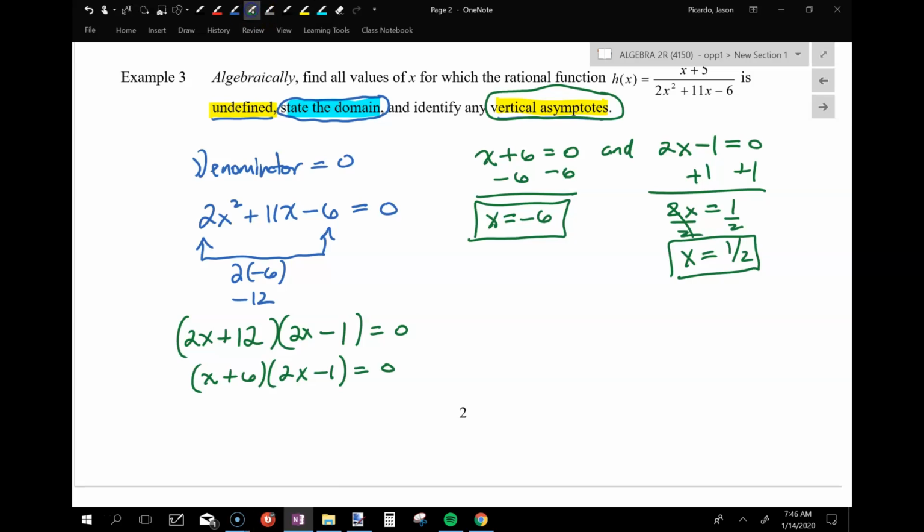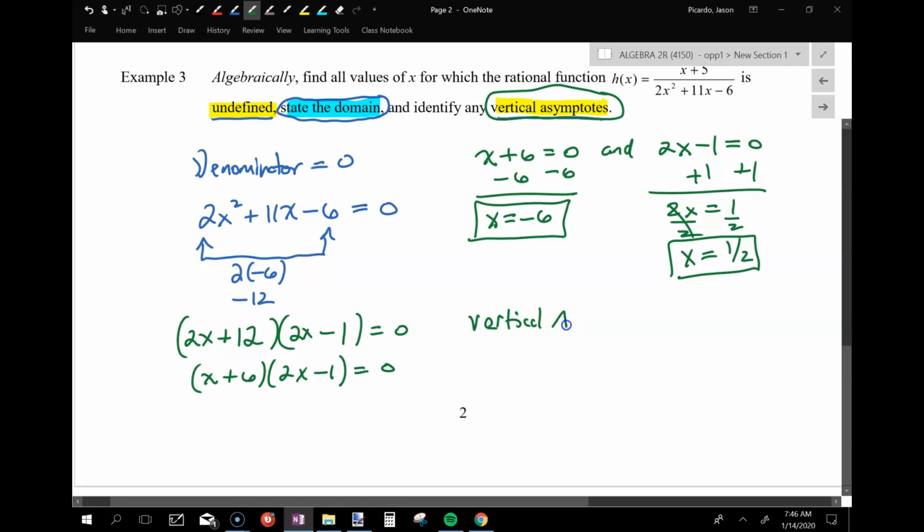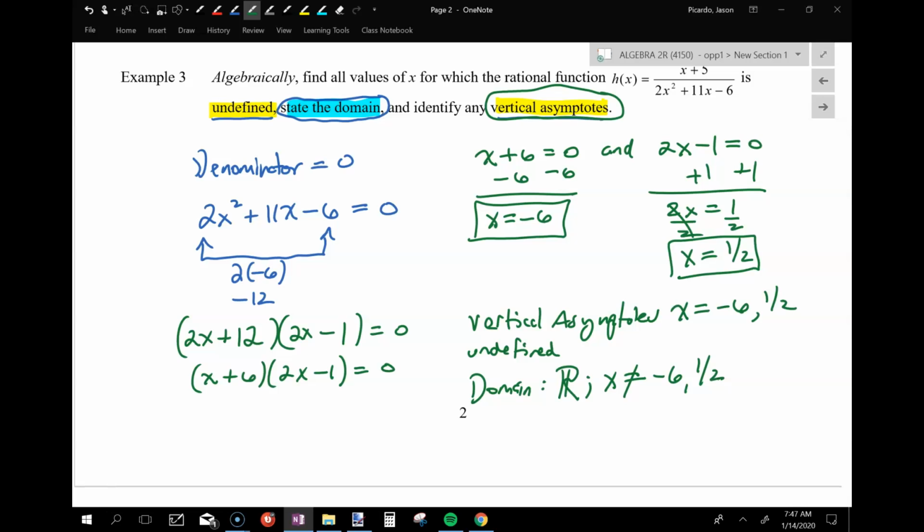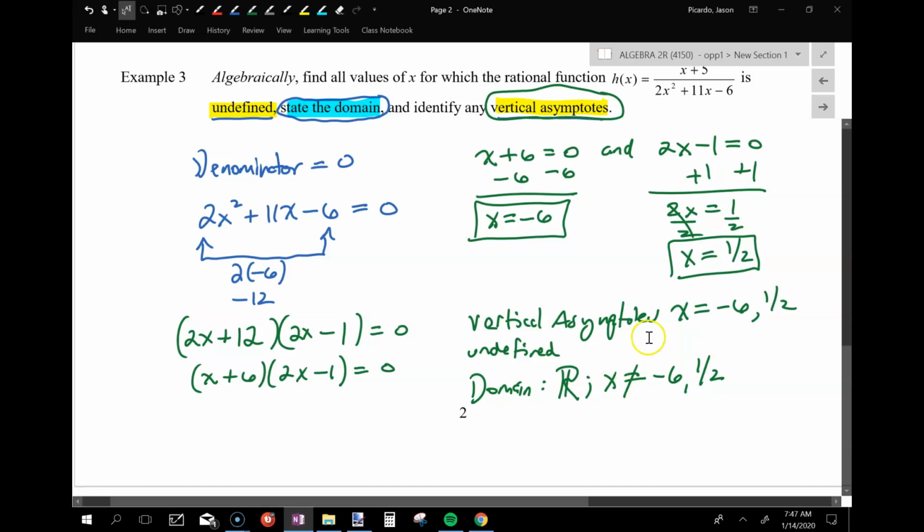Good. So I have vertical asymptotes of x equals -6 and 1/2. This is undefined at those values. And the domain is what? All reals with the exception that x cannot equal -6 and 1/2. Feeling okay about this so far, right?